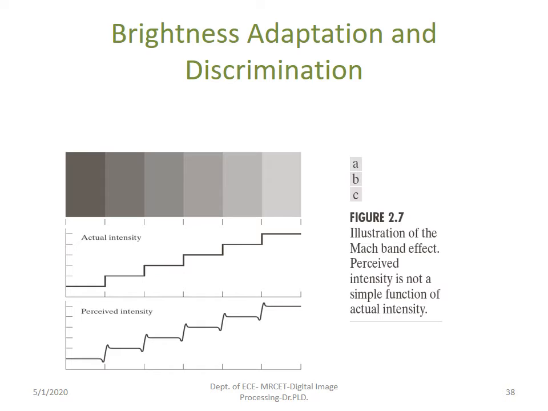If you observe this figure, this illustration of the Mach band effect, perceived intensity is not a simple function of actual intensity. These show abrupt changes from this gray level to this gray level. The actual intensity shows these abrupt changes, which is why it is a staircase showing intensity values from dull to bright. But the perceived intensity, as we observe it here, has some change from this to here. These are the perceived intensities, but these are the actual intensities: human perception versus actual intensities for machine perception.